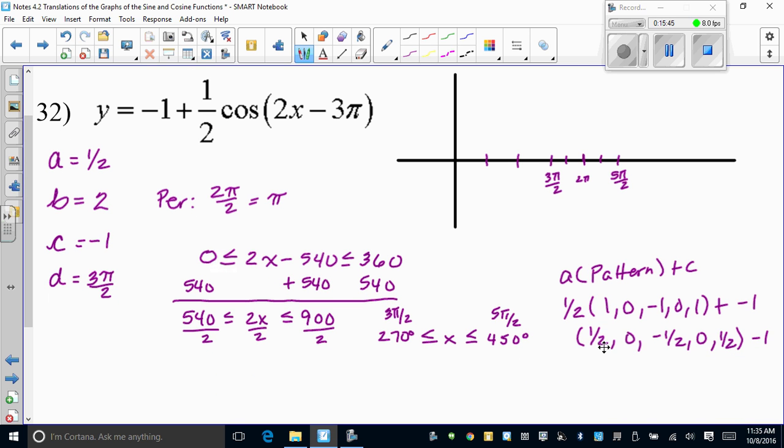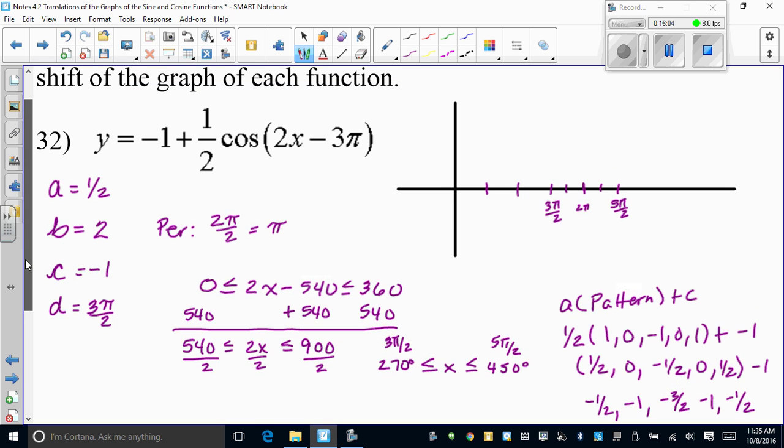So 1/2 minus 1 is negative 1/2, negative 1, negative 3/2, negative 1, and then negative 1/2. Notice all of our values are negative, so we're always going to be below the x-axis on this one. So I don't need to label anything above it, just below. So we have negative 1/2, negative 1, negative 3/2. So I'm going to throw negative 1 here. And we start plotting our points.